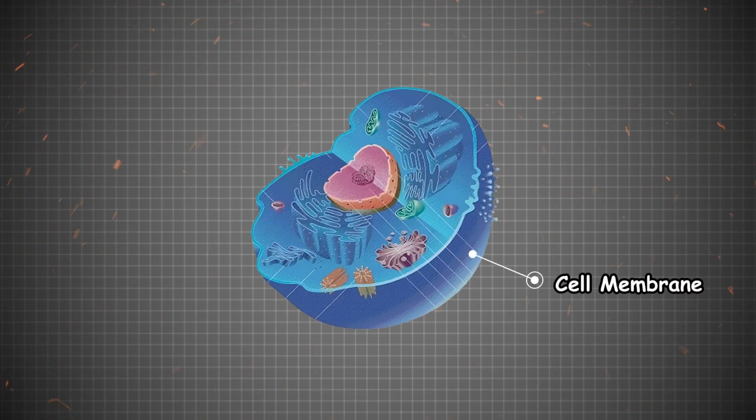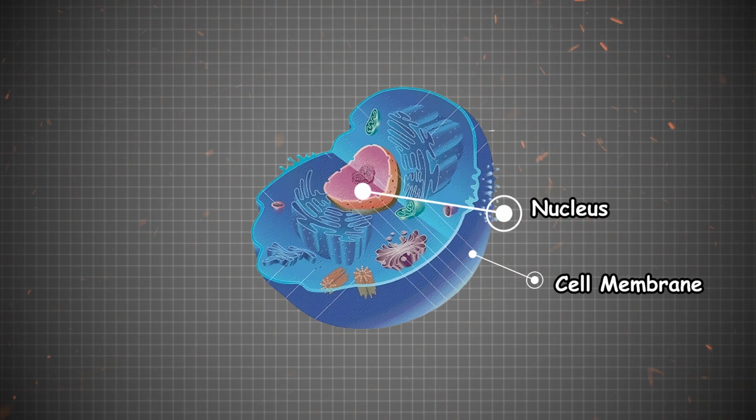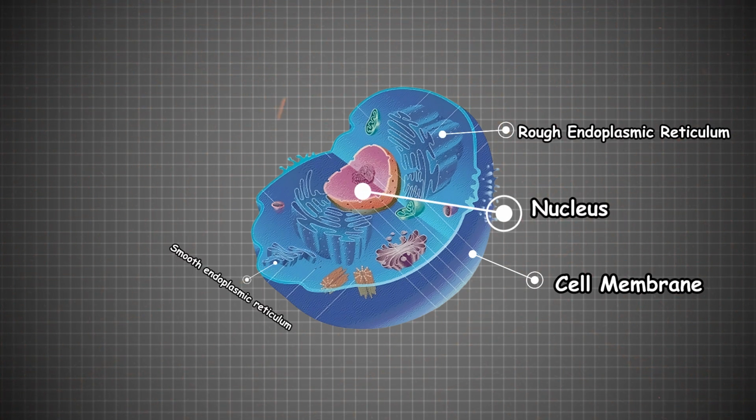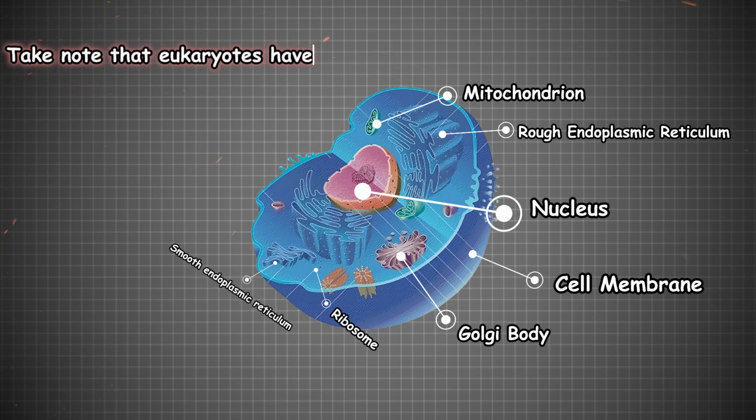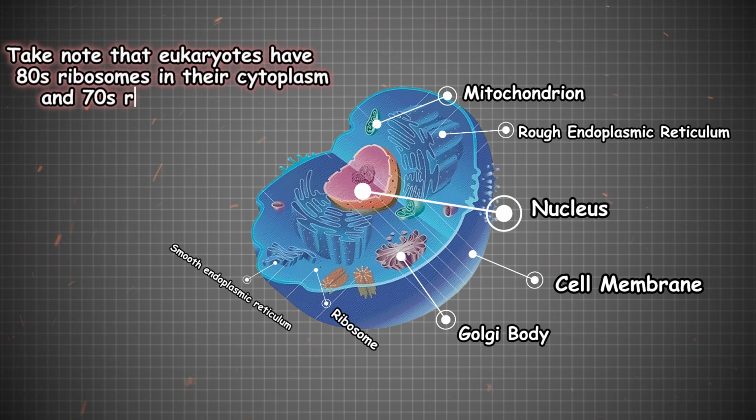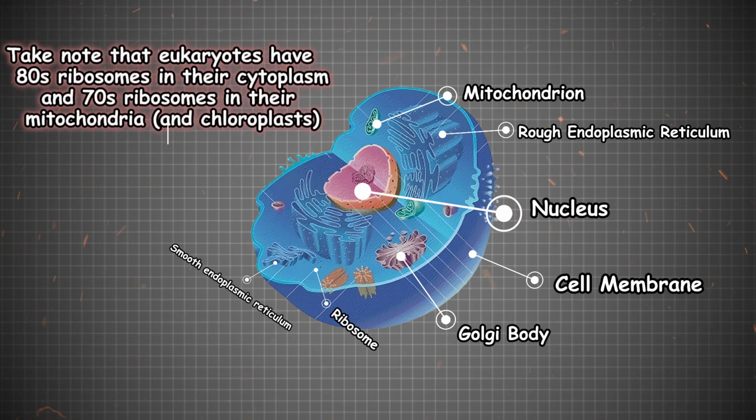They have a cell membrane, a nucleus, an endoplasmic reticulum, which is smooth and rough at various places. One or more Golgi bodies depending on the cell type. Multiple mitochondria. 80S ribosomes filled in their cytoplasm and on the surface of the rough endoplasmic reticulum. Take note that eukaryotes have 80S ribosomes in their cytoplasm and 70S ribosomes in their mitochondria and chloroplasts.